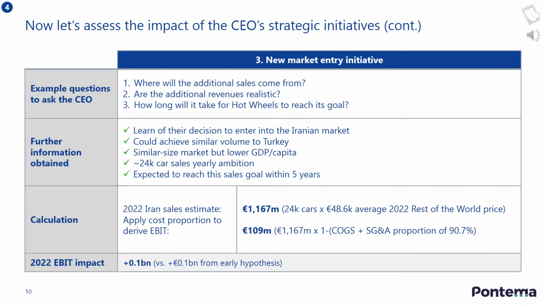By obtaining a rest-of-world car price from your data sources and calculating a 2022 average price, you can estimate the sales revenue. Then, by applying a cost proportion based on your COGS and SG&A car data, you can derive the EBIT impact. The 2022 EBIT impact is in line with the CEO's earlier target of 1% additional sales by 2022, and is also what you estimated the EBIT impact to be at the beginning of the project.